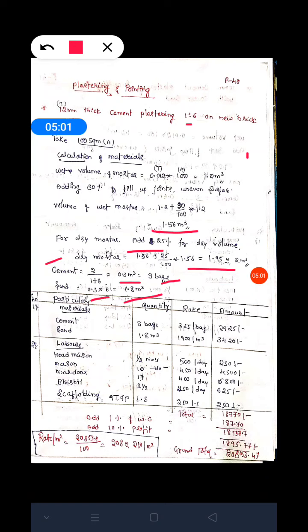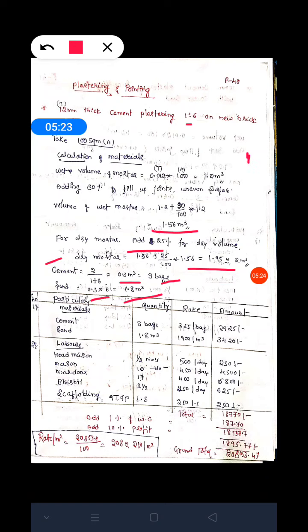So now we shall calculate the number of laborers and their wages as well as the materials, that is the rate analysis. For this, again you should prepare a tabular column like this, that is serial number, particulars, quantity, rate and amount. First I should consider the material, in that material cement and sand.